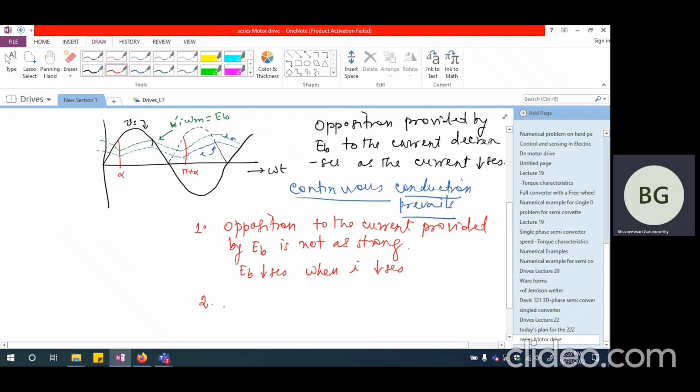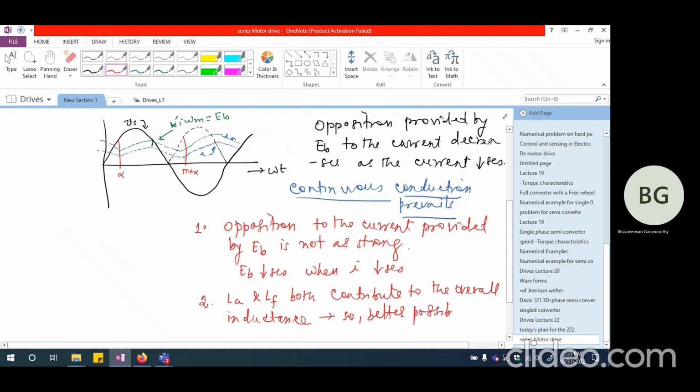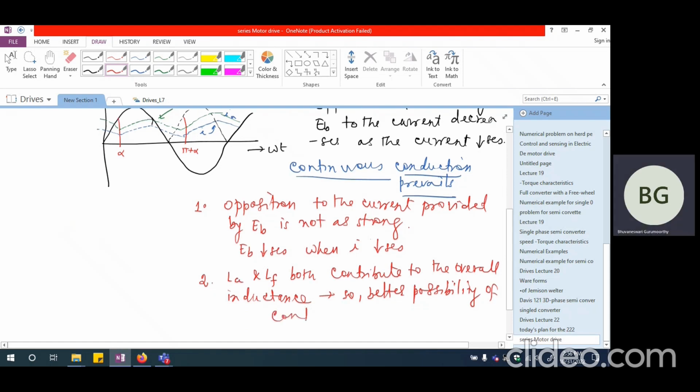The second thing is LA and LF both contribute to the overall inductance. So if the inductance is higher, definitely there is a better possibility of continuous conduction. So this is going to cause continuous conduction to take place, probably in a higher probability in a series motor drive.